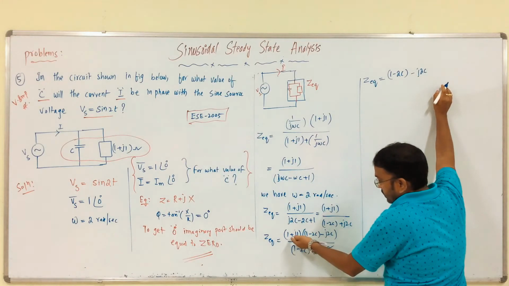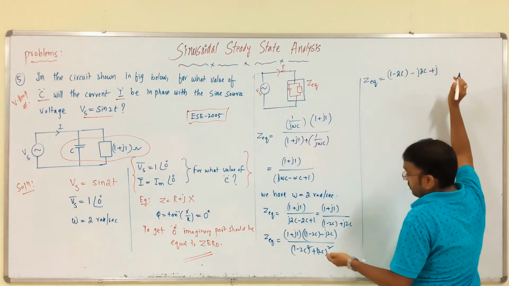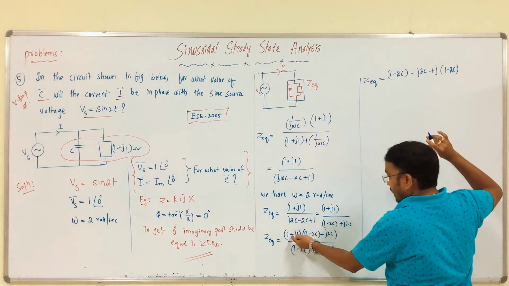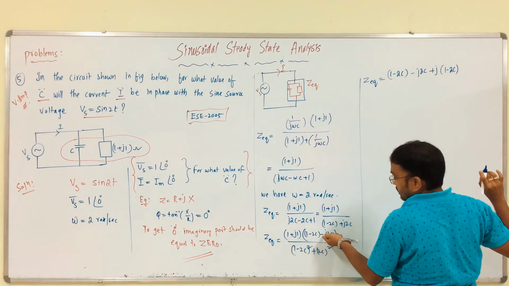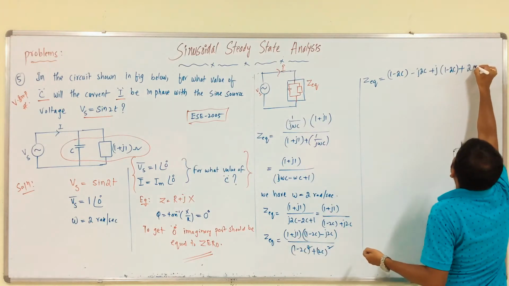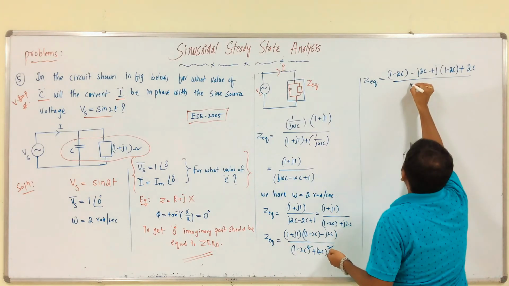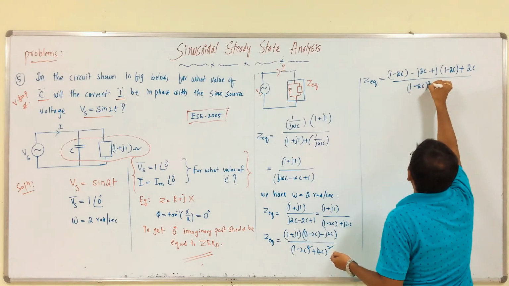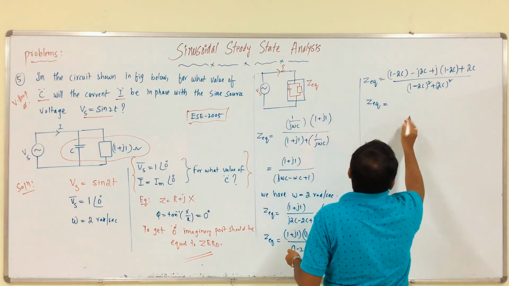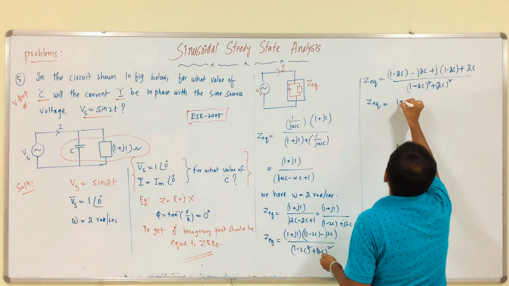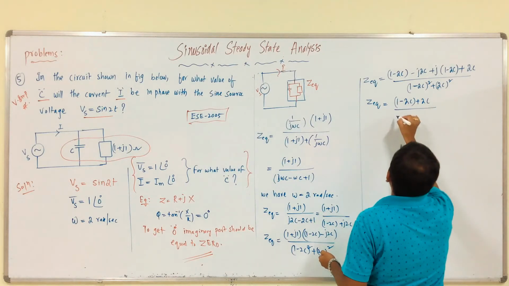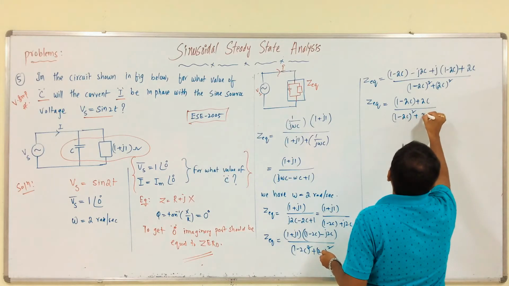this part completed. Next, with respect to this, j times 1 minus 2C, minus into plus into minus into j square, we have plus 2C by 1 minus 2C whole square plus 2C whole square. Z equivalent is equal to, from this, real part 1 minus 2C plus 2C by 2C whole square.